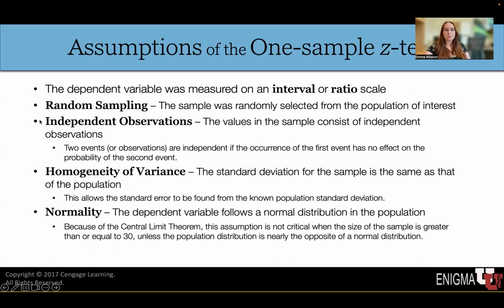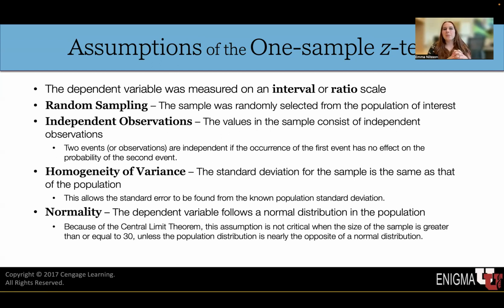Okay, and then this is the final thing we're going to go over with the one sample z-test, just some assumptions that we make. When we justify that these assumptions have been met, then we can conclude that the hypothesis test produces a justified conclusion. So the assumptions that we make are, number one, that the dependent variable was measured on an interval or ratio scale, not nominal or ordinal, and that random sampling was used and was selected from your population of interest.